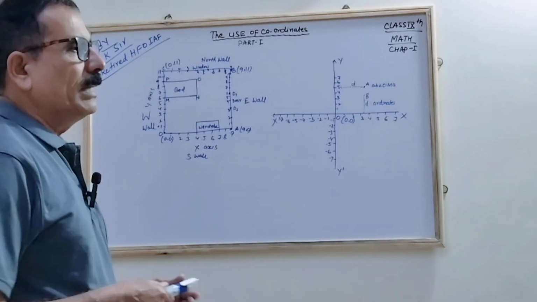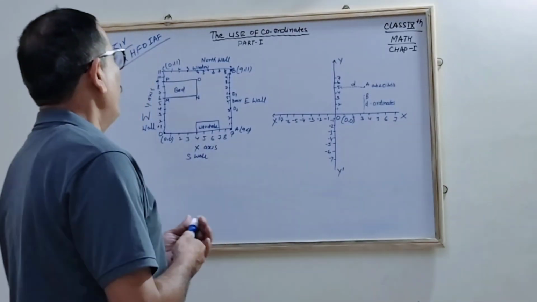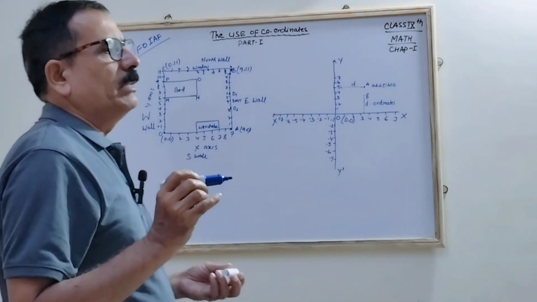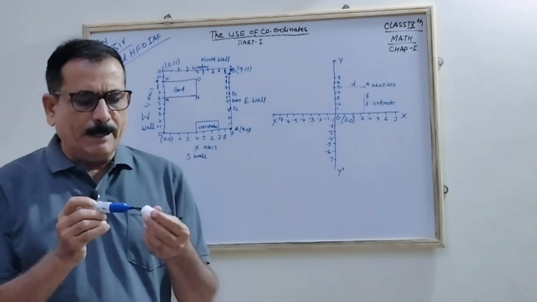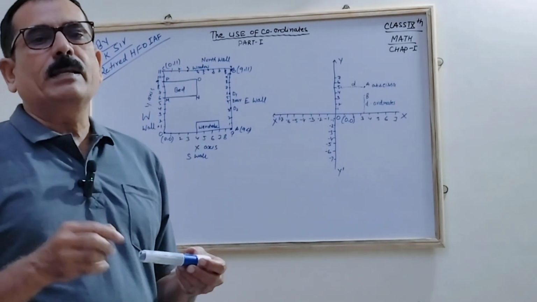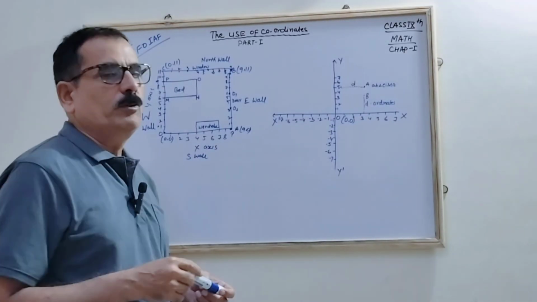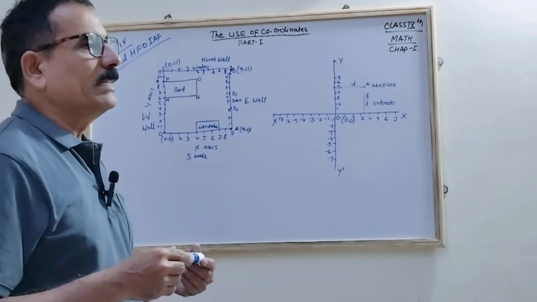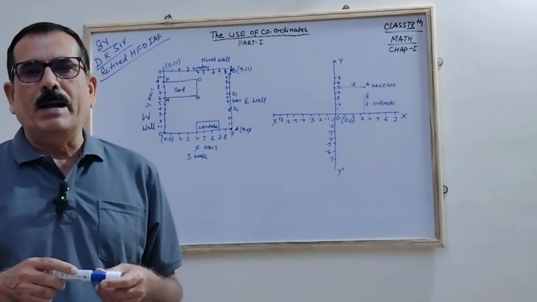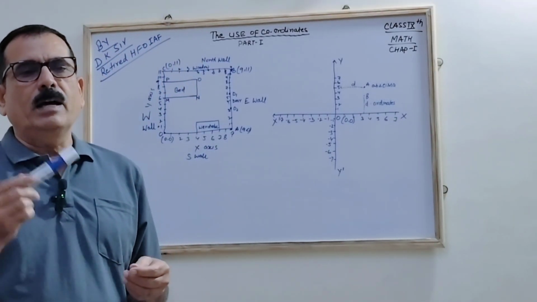I'll give you one example. I have made a room. If you want to measure anything, we require a reference point. Am I right? The reference point is mandatory. If you want to go to your school, certainly you will say the school is 500 meters in the east of my house. So the house becomes the reference point.